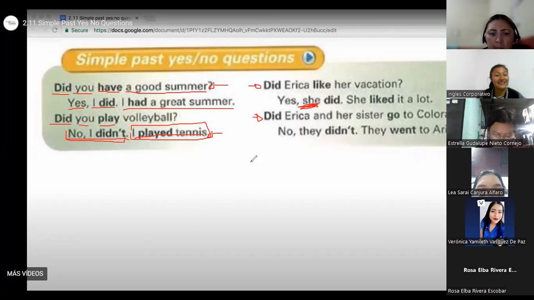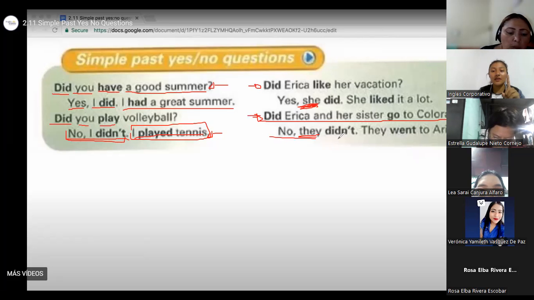Si sería afirmativa, sería... Yes, she didn't. Ajá, en positiva sería yes. Este es el sujeto. No sería she. Ajá, no, porque estamos en esta pregunta. Okay. Sería they. Okay, one more time. The first one is this one, right? Sería no, they didn't, exactly.